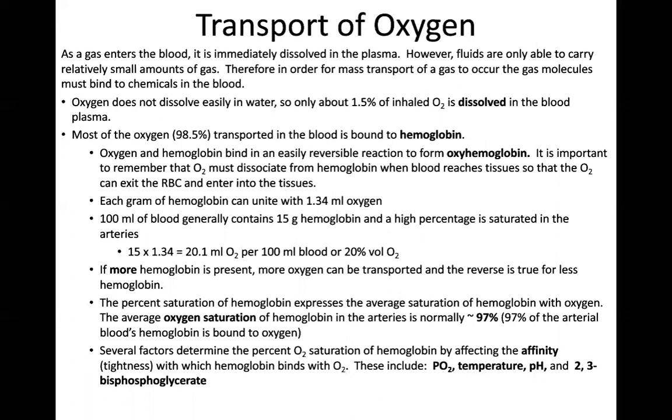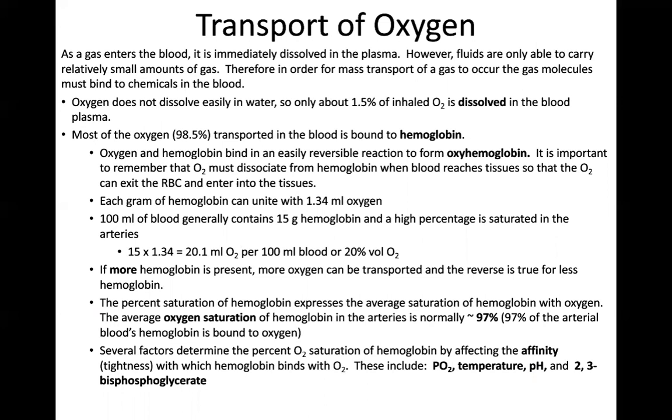As a gas enters our blood, it is immediately dissolved in our plasma. However, fluids like our plasma are only able to carry relatively small amounts of gas. So in other words, we can only put so much oxygen, so much carbon dioxide in our blood plasma. So in order to transport a lot of oxygen, a lot of carbon dioxide, we must bind those gas molecules to chemicals in our blood. What chemical am I talking about? Hemoglobin. Okay.